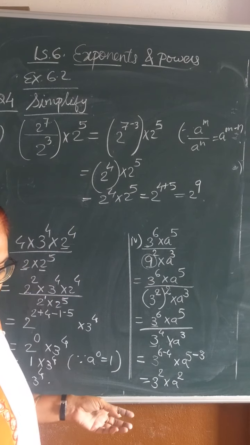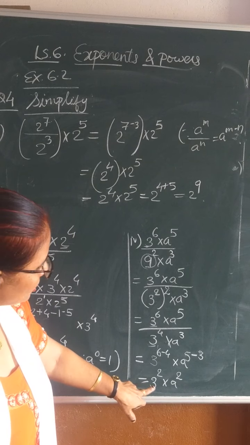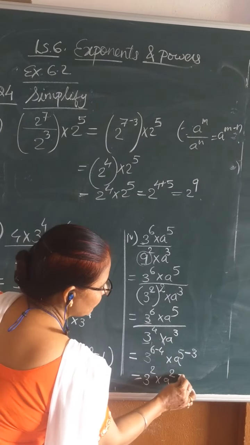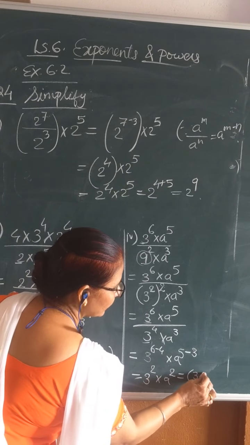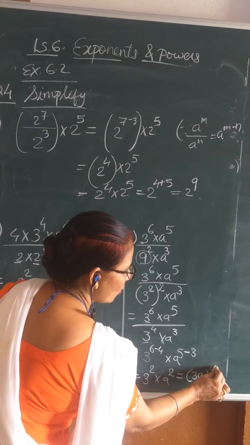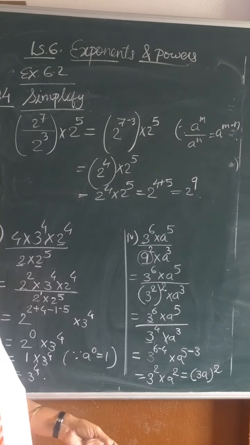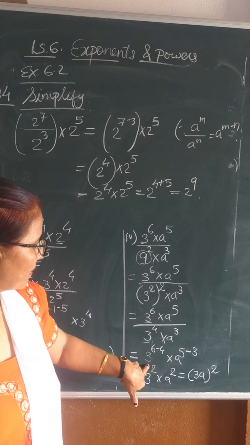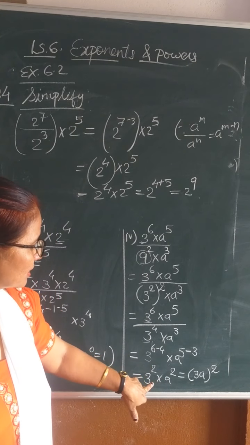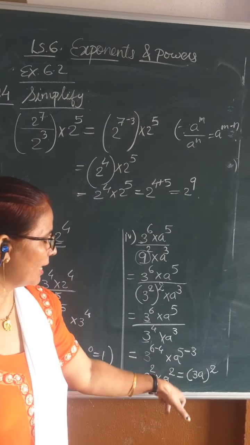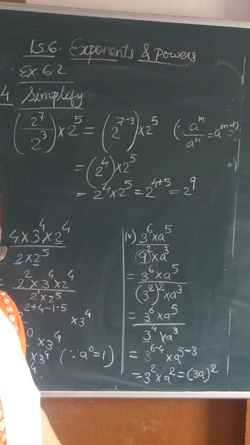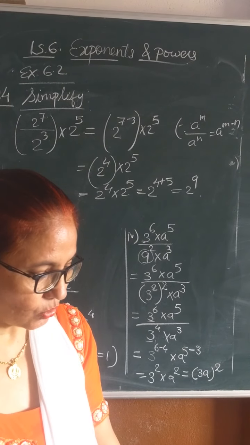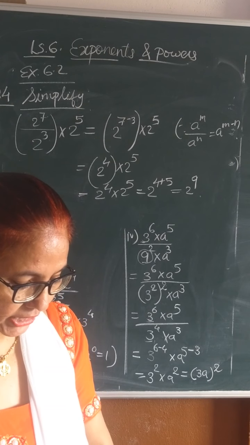Now children, you can see the base is different, but the power is the same. So how can you write it by using the law? Take a bracket, write 3a and whole square. So this will be the answer for this question. When the power is the same and the multiplication sign is there, you take 3a, take the whole bracket and write the power. In this way children, we have completed question number 1, 2, 3 and 4.